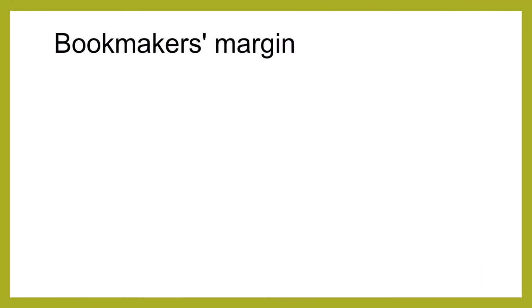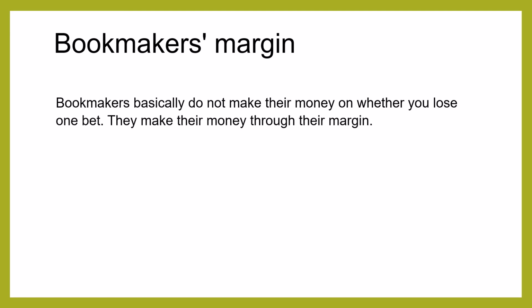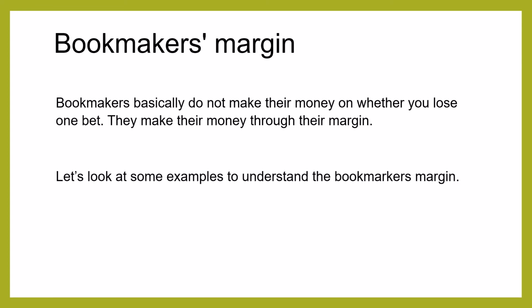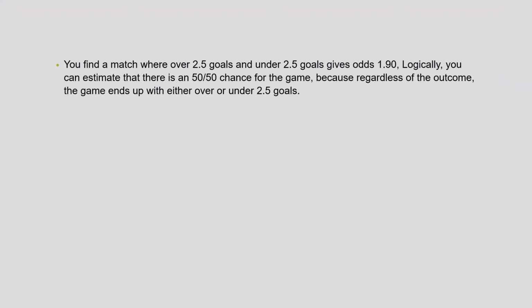The bookmaker's margin. Bookmakers basically do not make their money on whether you lose one bet. They make their money through their margin. Let's look at some examples to understand the bookmaker's margin. You find a match where over 2.5 goals and under 2.5 goals gives odds 1.9. Logically, you can estimate that there is a 50-50 chance for the game, because regardless of the outcome, the game ends up with either over or under 2.5 goals.